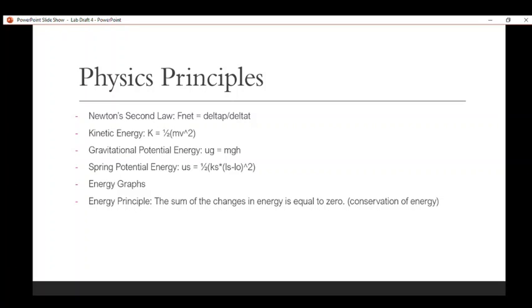We will also be utilizing energy graphs, which graph all three of these energies at particular times. And we will also be using the energy principle, which basically is the conservation of energy, saying that energy cannot be created or destroyed.